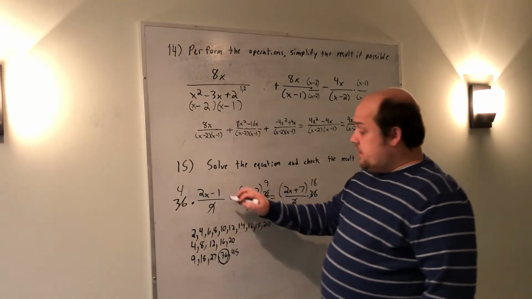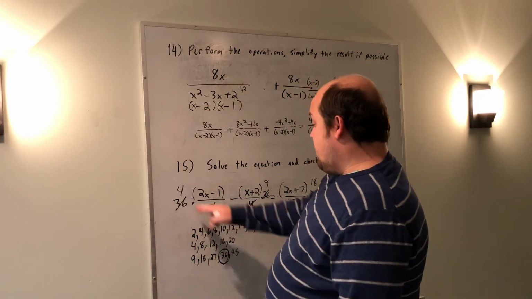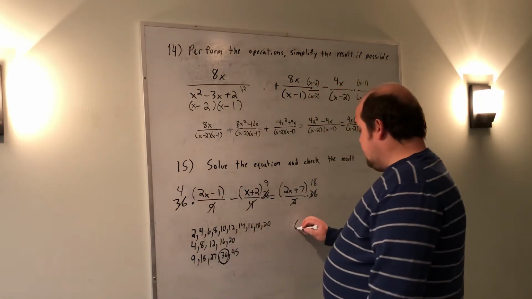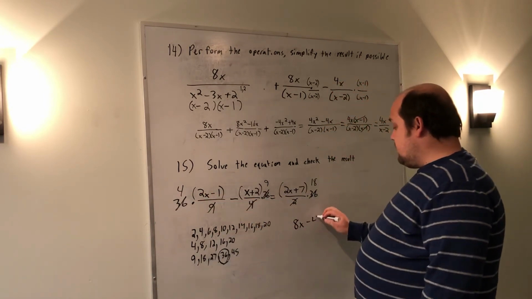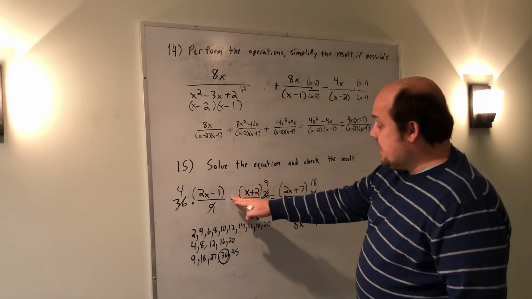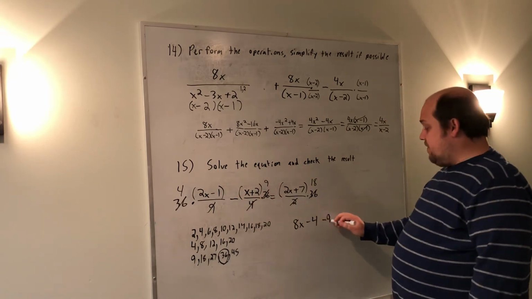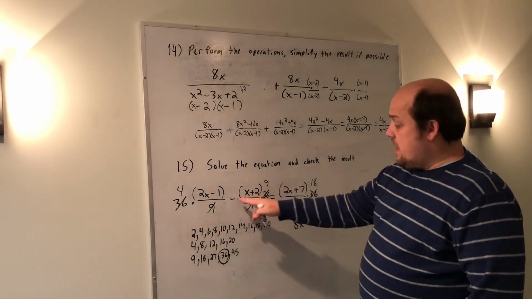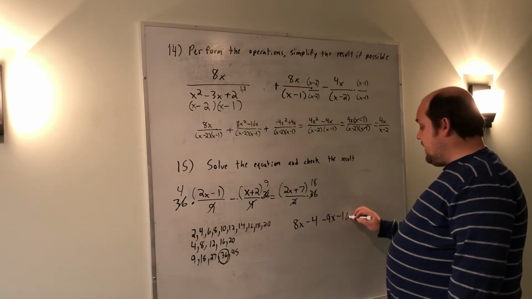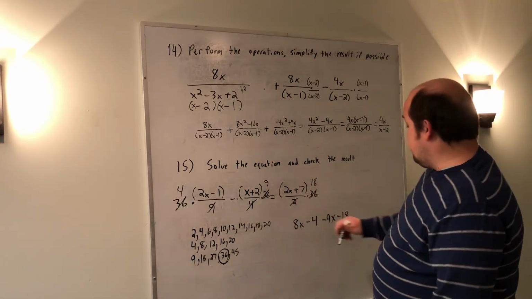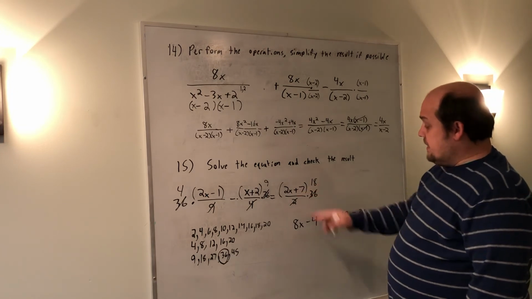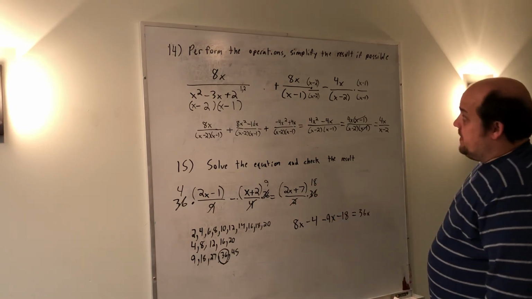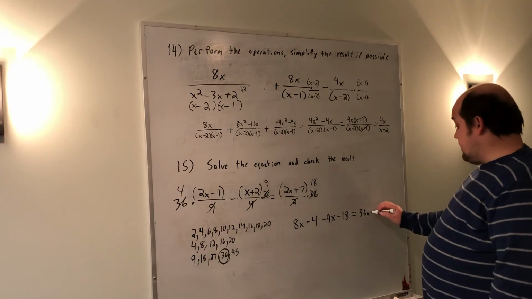So let me do out each of these multiplications. 4 times 2x gives me 8x. 4 times negative 1 gives me negative 4. Negative 9 times x gives me negative 9x. Negative 9 times 2 gives me negative 18. 18 times 2 gives me 36x. 18 times 7 gives me 70 plus 56, 126.